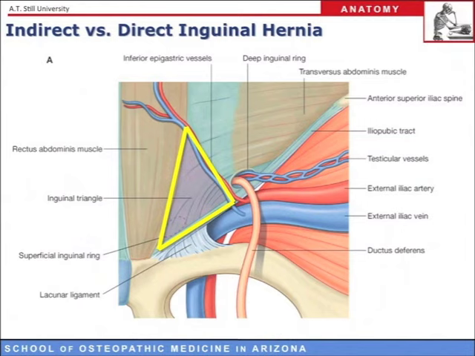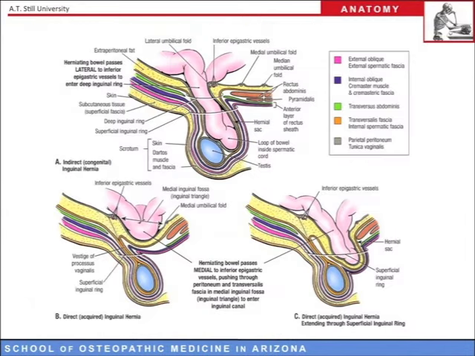Now let's take another look at that and see the difference. So if we talk about a direct inguinal hernia bulging right here, and again here's that inferior epigastric vessel, so this would be bulging just medial to the inferior epigastric, and so the direct inguinal hernia will leave the abdominal region medial to the inferior epigastric vessels.